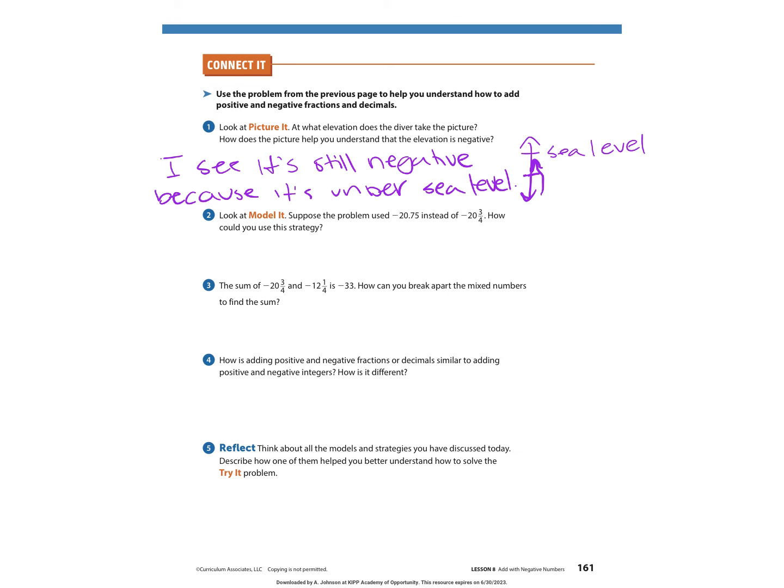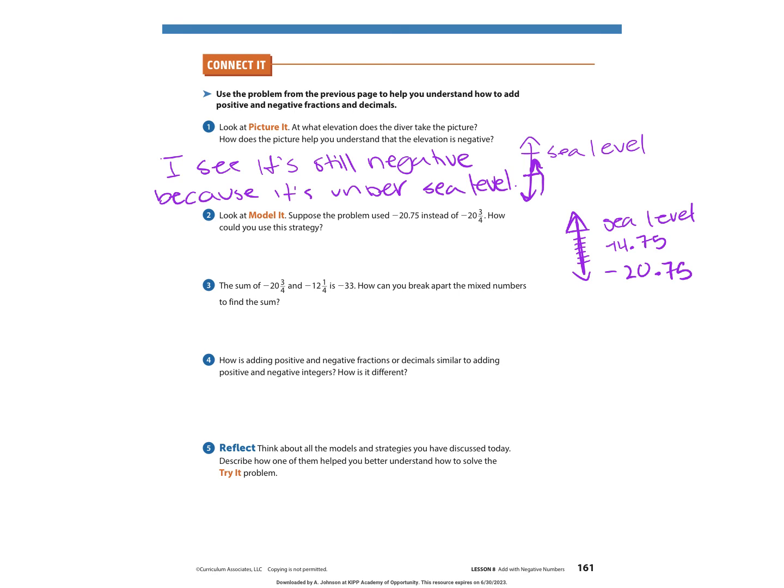Number 2, say it were decimals, 20.75 instead of 20 3/4. How could you use this strategy? It would be exactly the same way. I could still use this number line, but instead of negative 20 3/4, I'm just going to put negative 20.75. Absolutely nothing is different. This is sea level. And I would still just do this. 6 feet, go up 6 feet, and it's going to put you at negative 14 75/100. Nothing changes about the strategy, just switch from fractions to decimals.